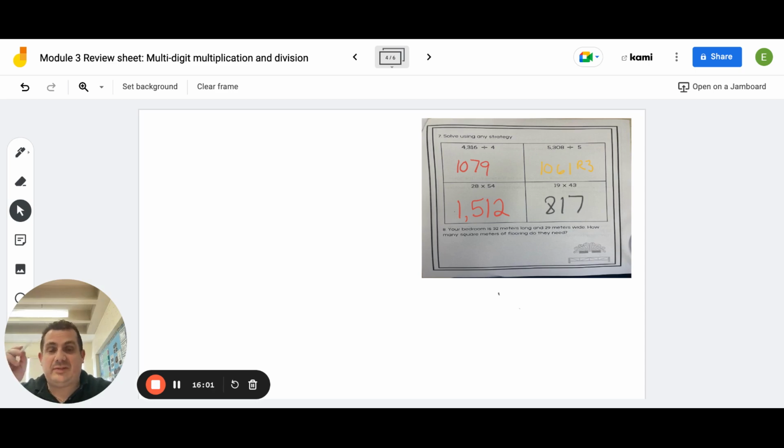Just because we see length and width doesn't mean we're automatically doing area, because you could be finding the perimeter and you're just adding up your dimensions, okay? But when it says square meters, now that's the key that you're doing area. So you're doing 32 times 19.